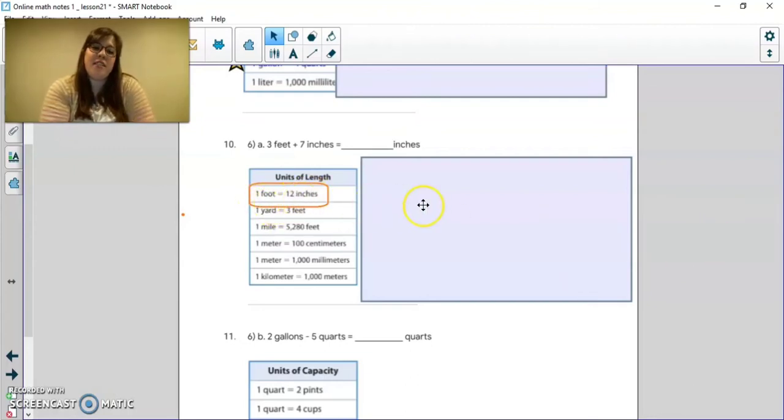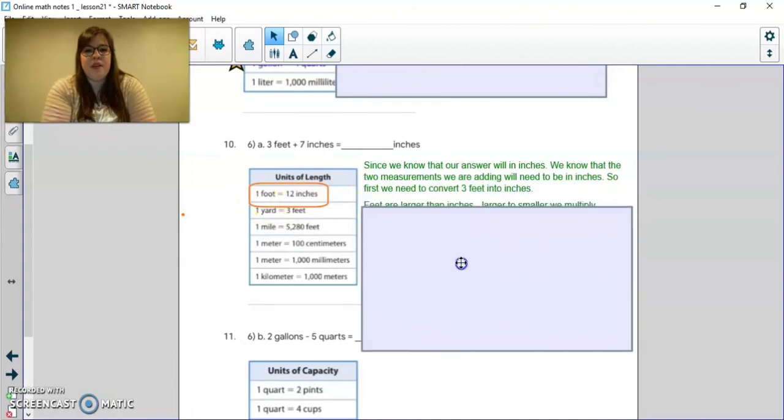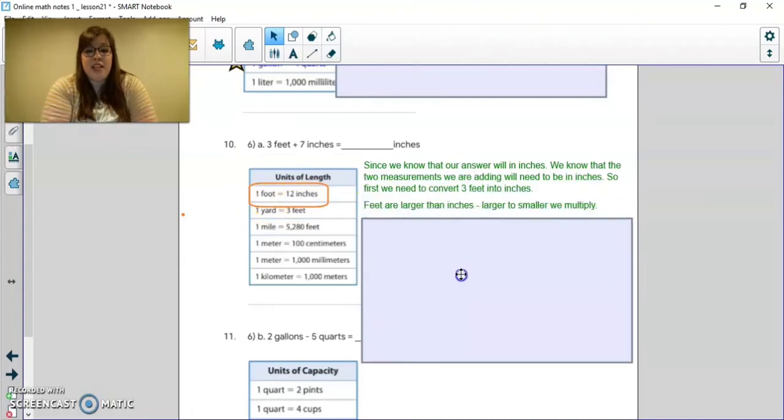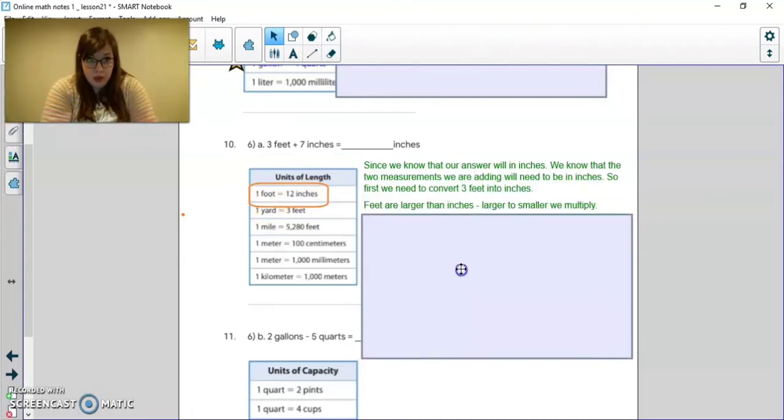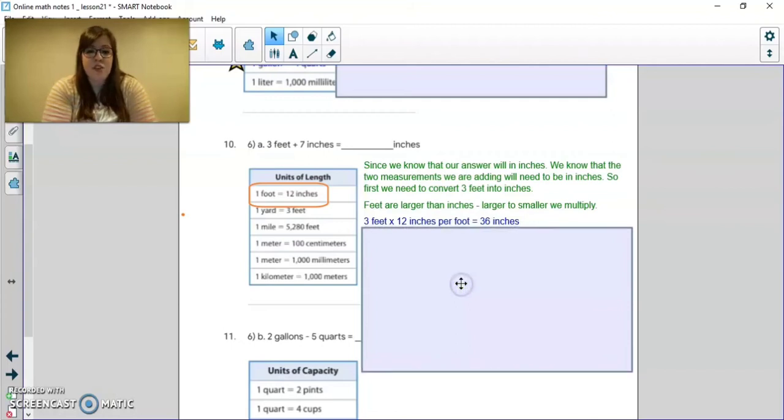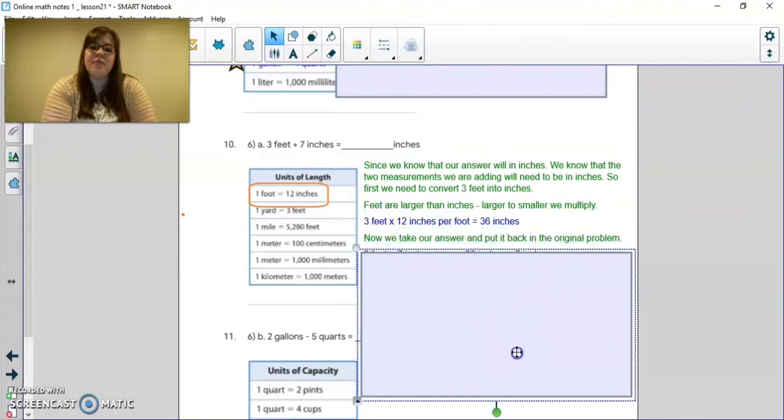I circled that 1 foot is 12 inches. Feet are larger than inches, so larger to smaller we multiply. I'm taking 3 feet times 12 inches per foot, and I get 36 inches.